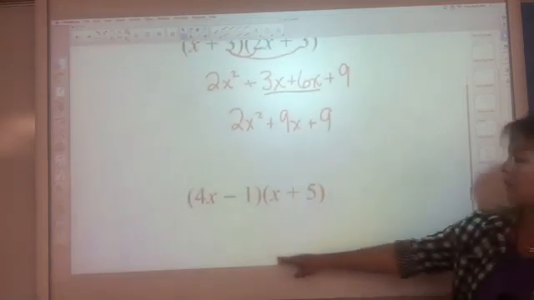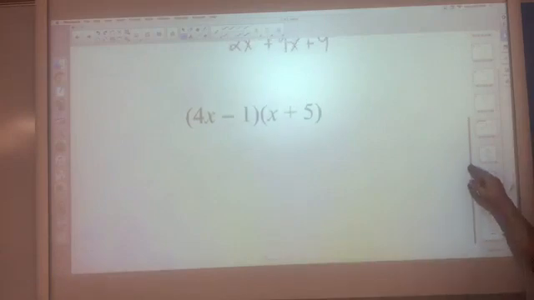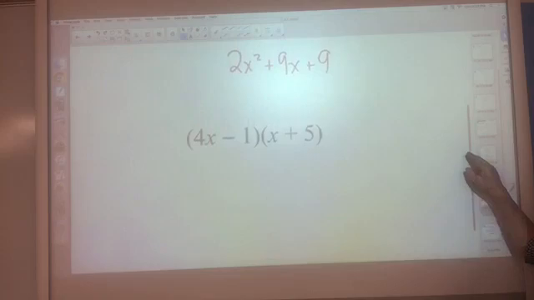I think once you do a couple of these, you start to figure it out. Follow the pattern: first, outside, inside, last. It's the same routine every time. Just keep track of your negatives.